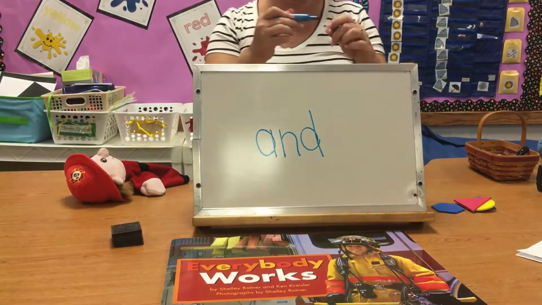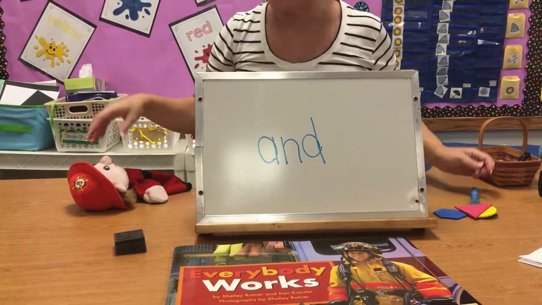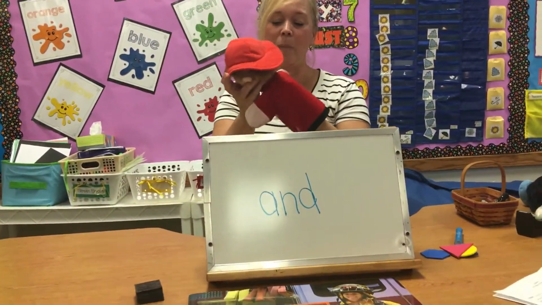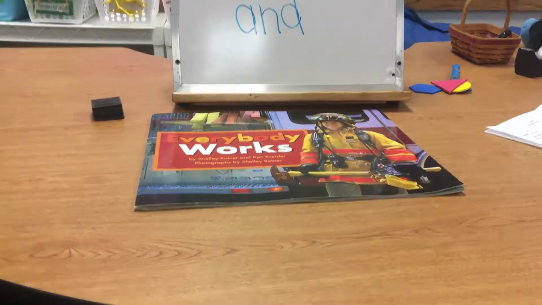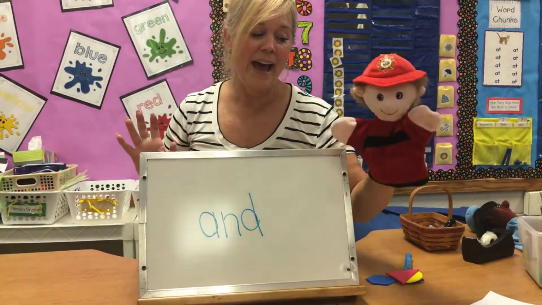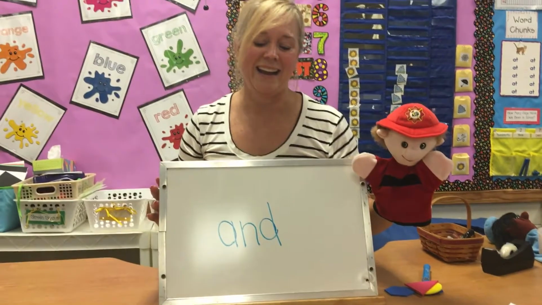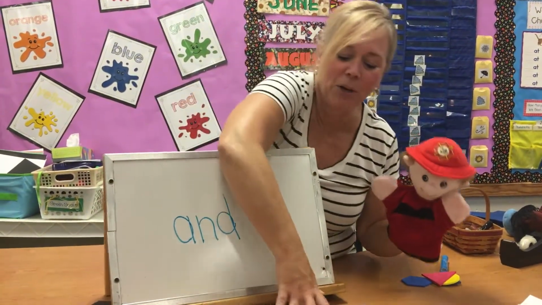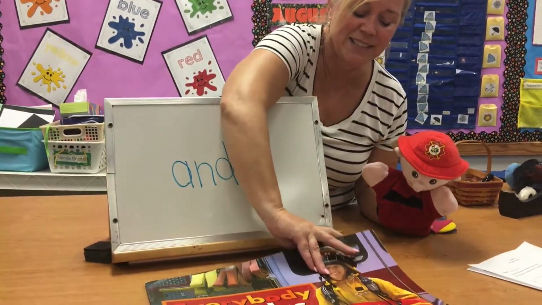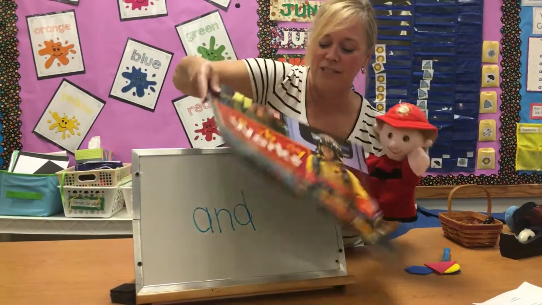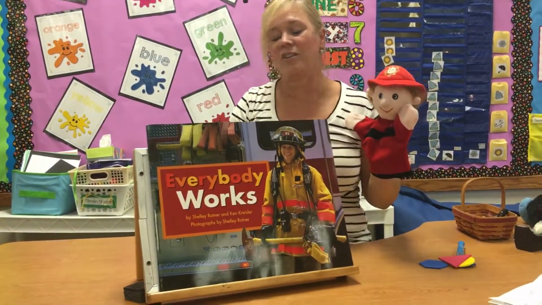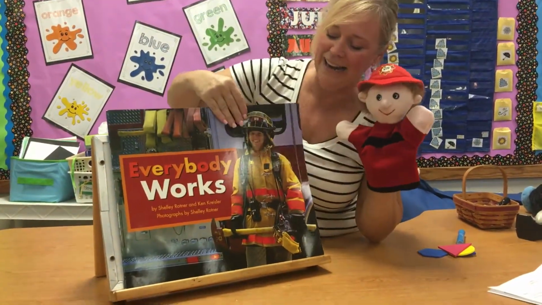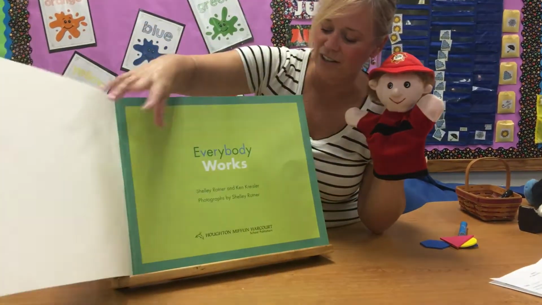And every time you hear this word wall word and inside the book, we've got a little puppet. He's going to cheer for us, and you're going to cheer with him. This is Firefighter Ted. You're going to say, yay, every time you hear the word wall word and. So I'm going to put our big book up here, Everybody Works, and this is talking about all the community helpers that we've learned about, and we're going to give it a little cheer whenever we hear the word wall word and. So let's get started.